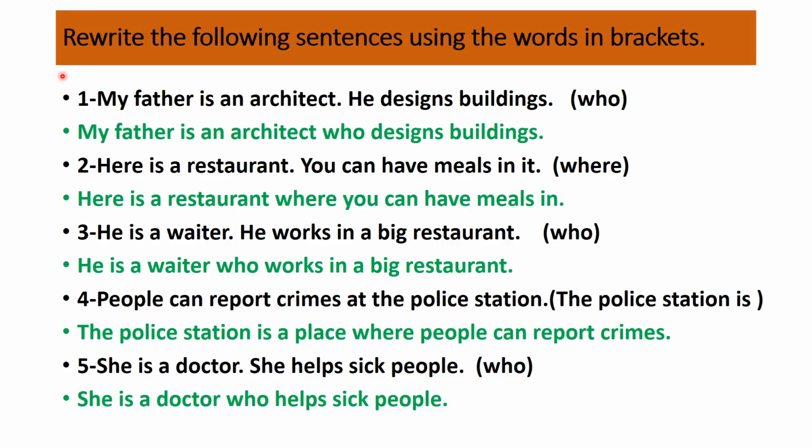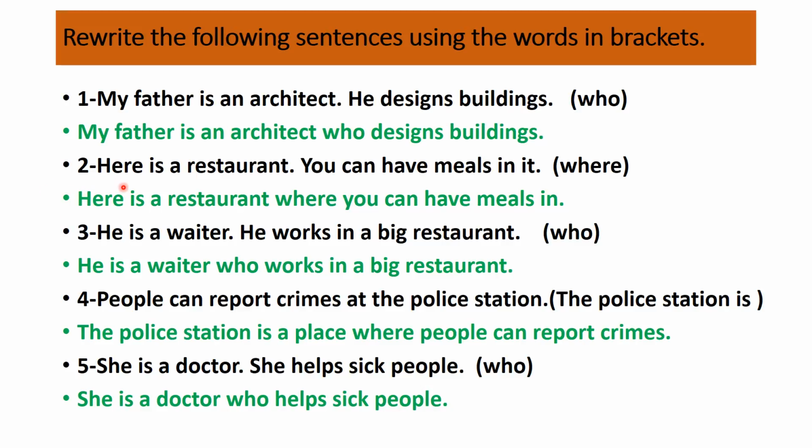Now, let's rewrite the following sentences using the words in brackets. Number 1. My father is an architect. He designs buildings. Use who. So, where is the subject here? My father. And where is the subject here? He. So, the first sentence will be the same. My father is an architect. Delete the dot and connect with who. Where is the verb? Designs. Who designs buildings.